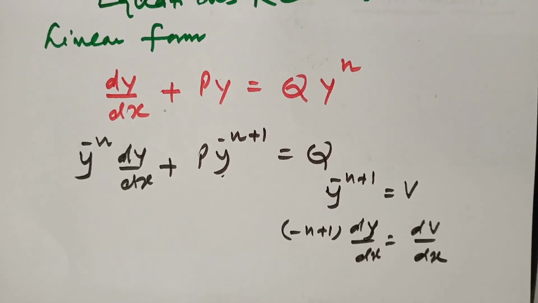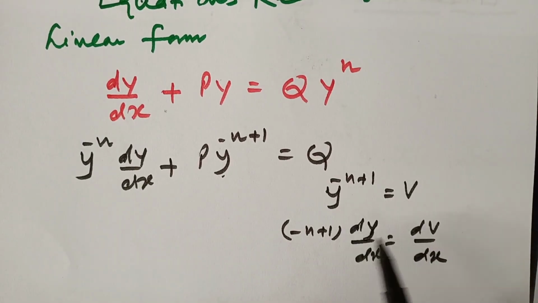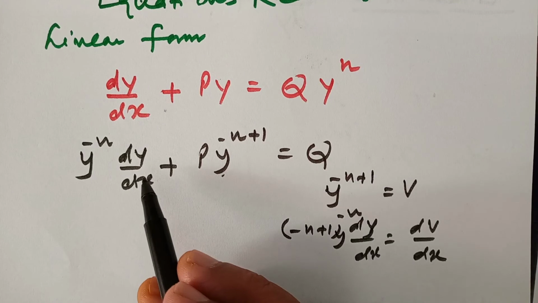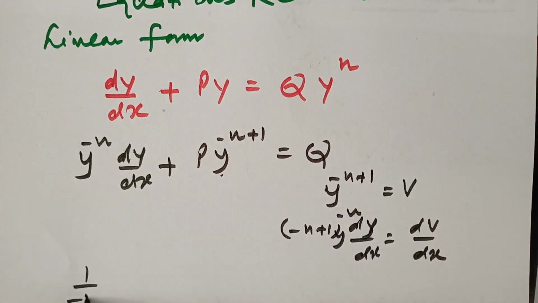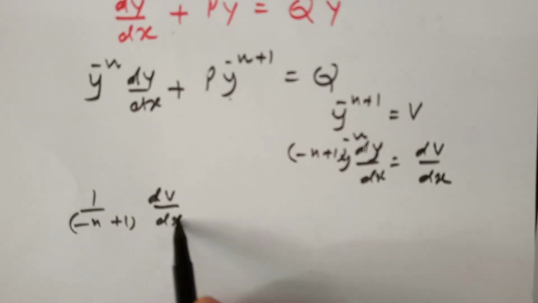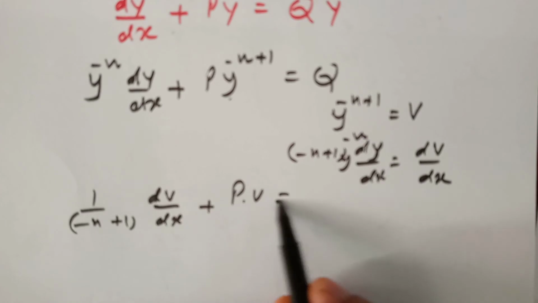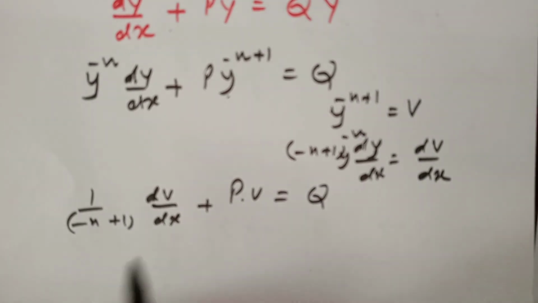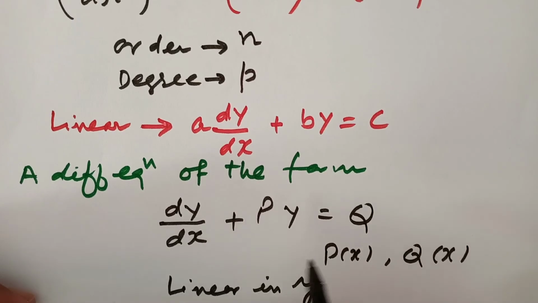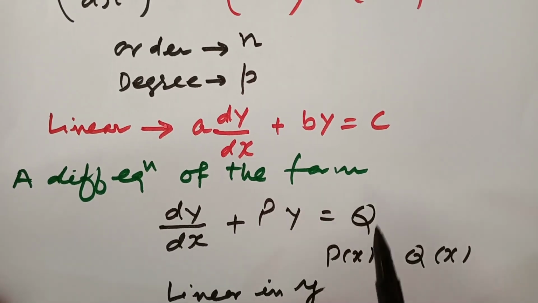Now we substitute this value in the given differential equation. So this is 1 upon (minus n plus 1) dv by dx plus pv is equal to q. Because we need the coefficient of dv by dx to be 1, because we have a linear differential equation in standard form dy by dx plus py is equal to q. This is a linear differential equation. So our aim is to convert it into this standard form.